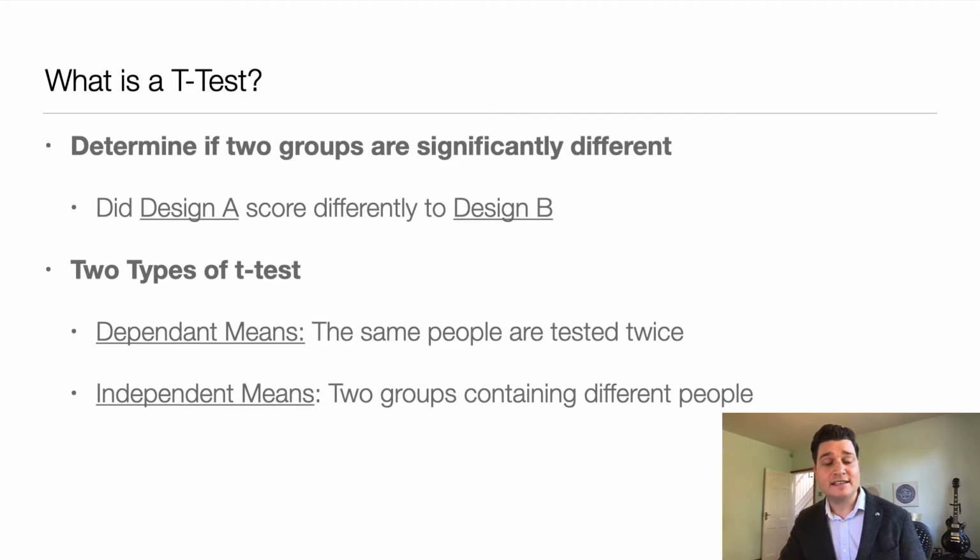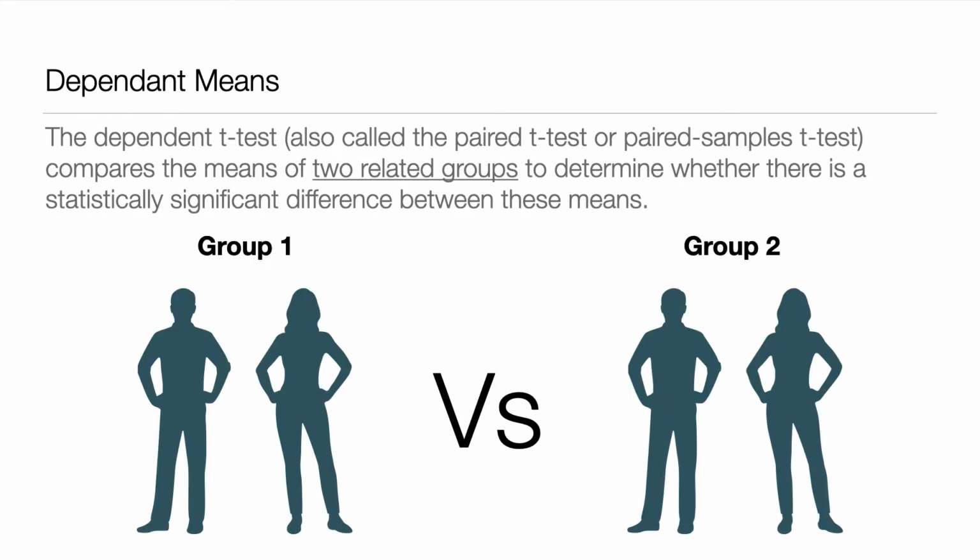A t-test is just a simple way of determining if two groups are significantly different. You are answering the question, did design A score different than design B? There are two kinds of t-test and we're going to cover both of them in two different videos. There's dependent means, where you have the same people tested twice, and you have independent means, which is two groups containing two different people. Today, we're focusing on dependent means.